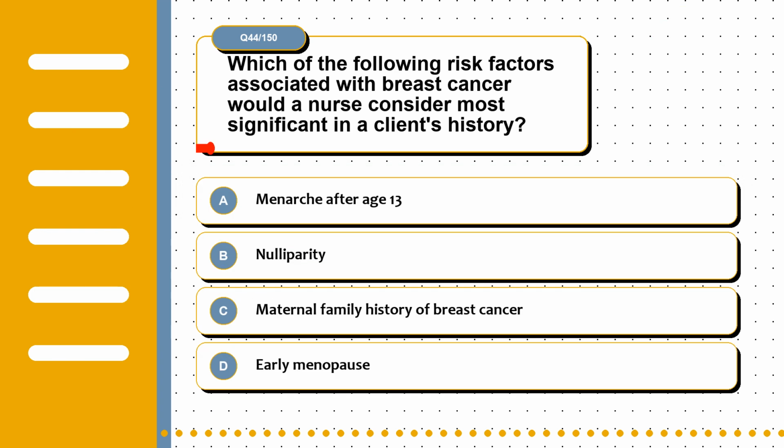Question 44. Which of the following risk factors associated with breast cancer would a nurse consider most significant in a client's history? Here are the options. Option A. Menarche after age 13. Option B. Nulliparity. Option C. Maternal family history of breast cancer. Option D. Early menopause.